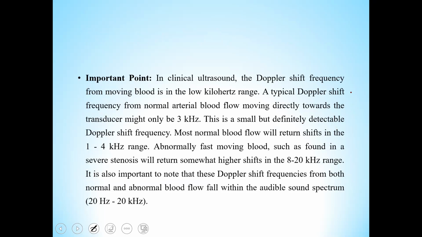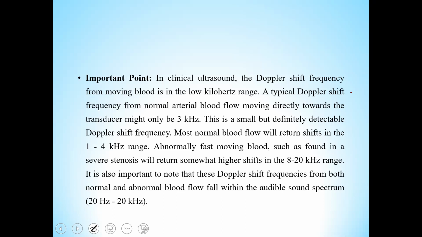In clinical ultrasound, the Doppler shift frequency from moving blood is in the low kilohertz range. We are talking about the Doppler shift frequency. So a typical Doppler shift frequency from normal arterial blood flow moving directly towards the transducer might only be 3 kilohertz. This is a small but definitely detectable Doppler shift frequency. Most normal blood flow will return shifts in the 1 to 4 kilohertz range.